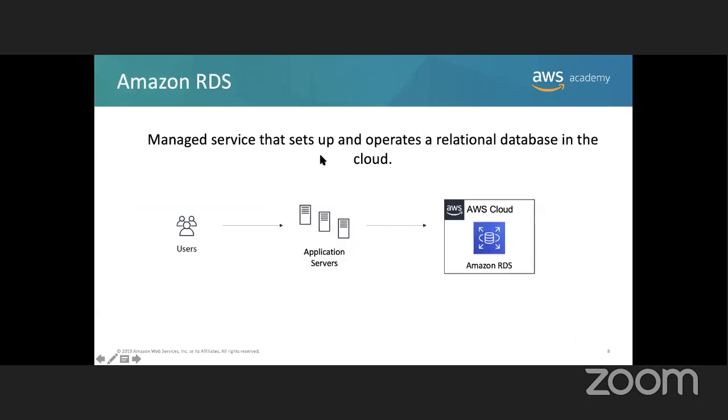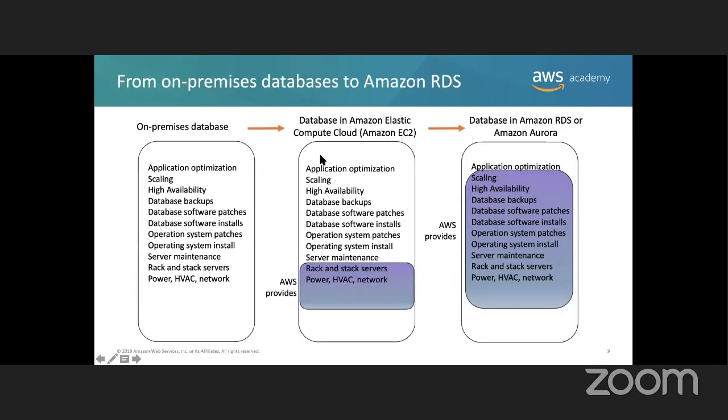Now, when you have a database on an EC2 instance, then you still have to do a lot of work, right? So you have to do all this except the last two, because that's something that AWS has in their data centers. The rack and stack, the physical servers are going to be there, but you will have to maintain the server. You will have to install the operating system. You have to patch it. You will have to update it. You will have to do so many things, the backups, everything, making it highly available.